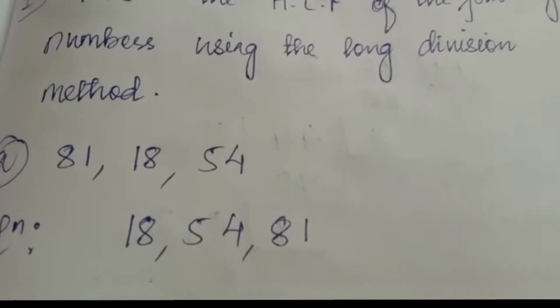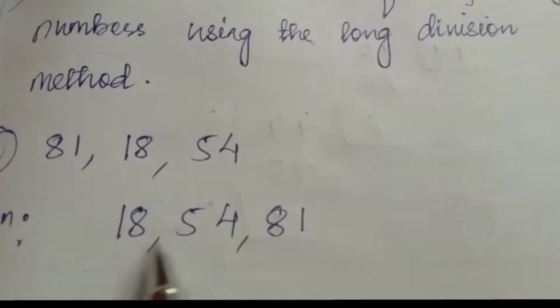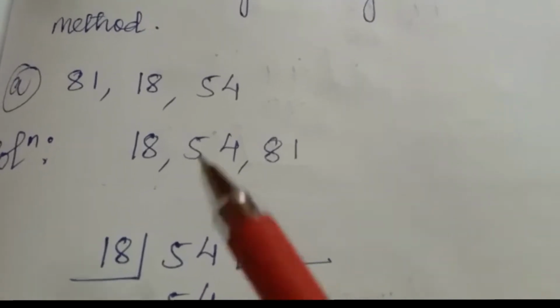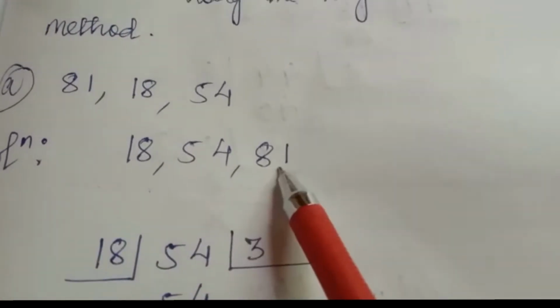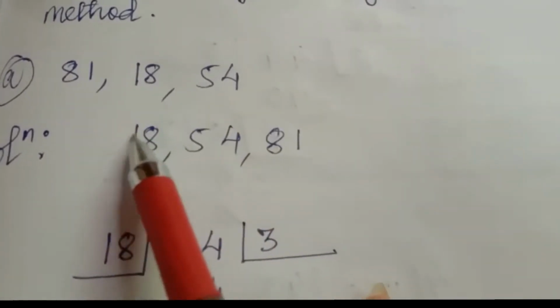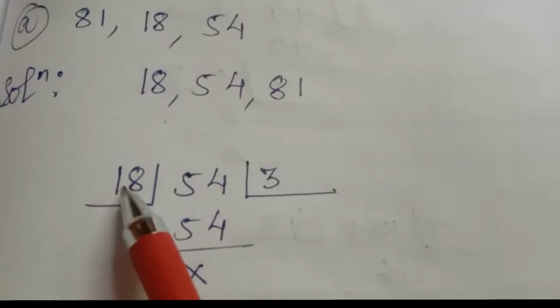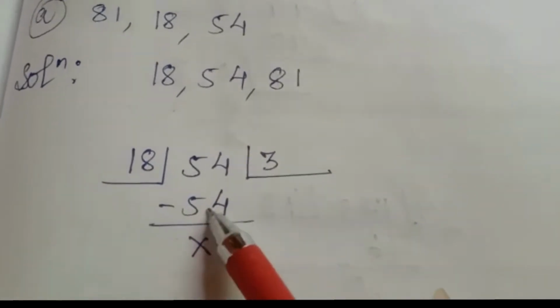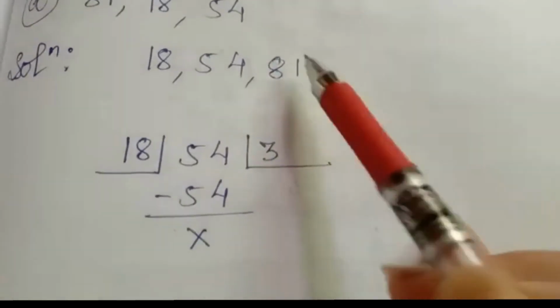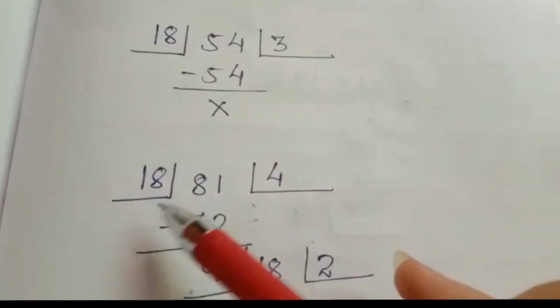For that, first we will write the numbers in ascending order. Ascending means smallest to largest number: 18, 54 and 81. First we will divide 54 by 18. 18 3s are 54. Now this 18 will divide 81. Now 81 will be divided by 18.